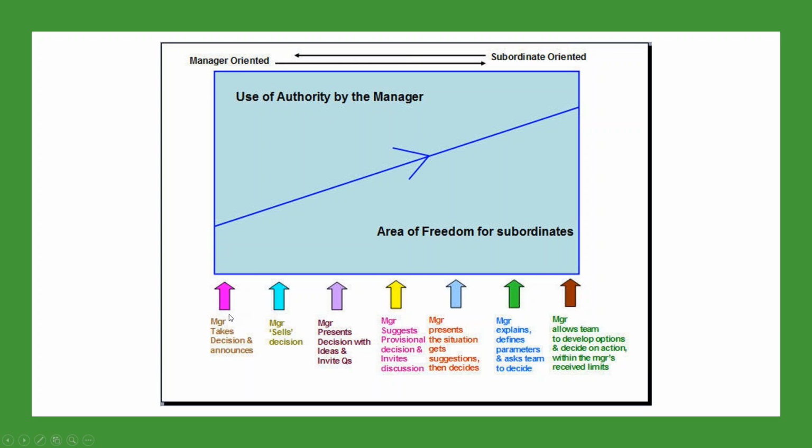So I think this is another good model for you to think about, that depending on the situation that you're in and the people you're dealing with, you can be any of these things at any stage.